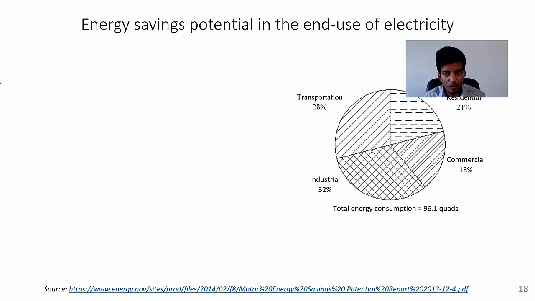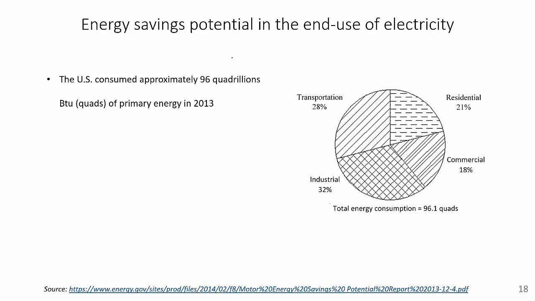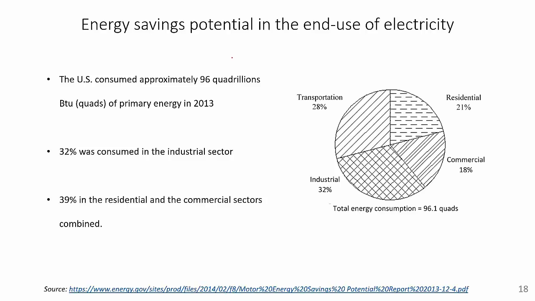Here is the breakdown of the energy usage in different sectors in the United States during the year 2013. US consumed approximately 96 quads of primary energy that year, and 32% of it was consumed in the industrial sector, and a combined 39% was consumed in the commercial and the residential sector.